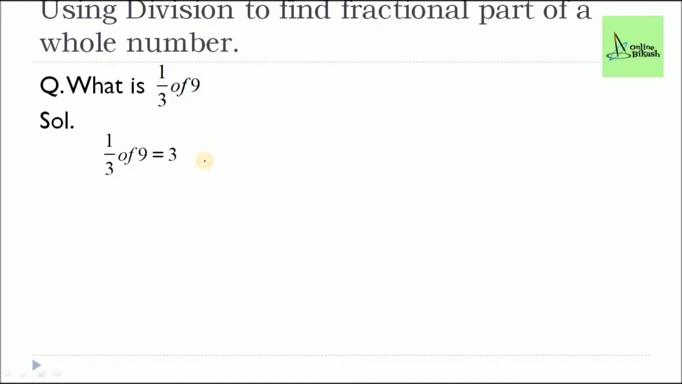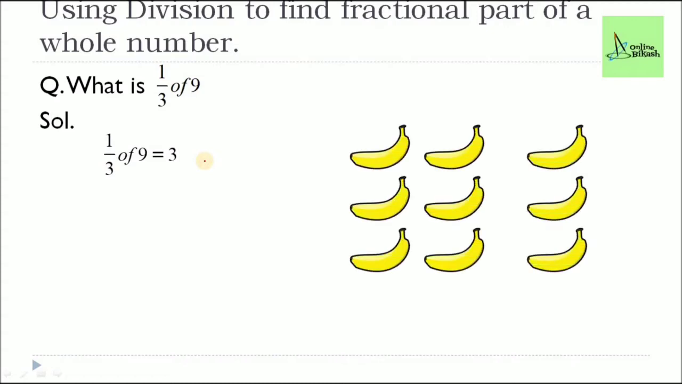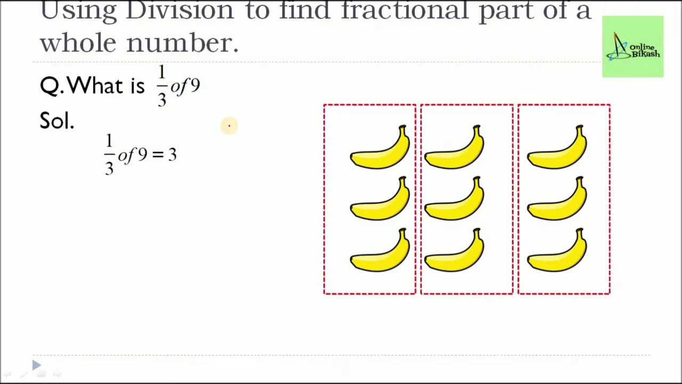Now 1 by 3 of 9. In this case we will think of taking 9 bananas. Now 1 by 3. This 3 means you have to make 3 groups. So if we make them 3 groups, then it will look like this one. Yes or no? Now you have to take 1. 1 means 1 group you have to take. So in 1 group, how many bananas here? You will say 3 bananas here. So that's why 1 by 3 of 9 is 3. Is it clear?